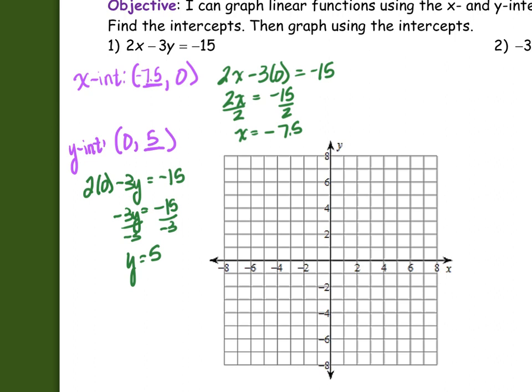So now, in order to graph a line, I only need 2 points. I've got my x-intercept and my y-intercept. I should be able to draw a straight line between those 2 points. So my question to you guys is, where is negative 7.5? Do you guys know where that is? It's on my x-axis, right? And it's between 7 and 8. That's all I have to know. It's just between 7 and 8. So it's going to be right there, okay? And then 0, 5 is there. And then you draw a line.